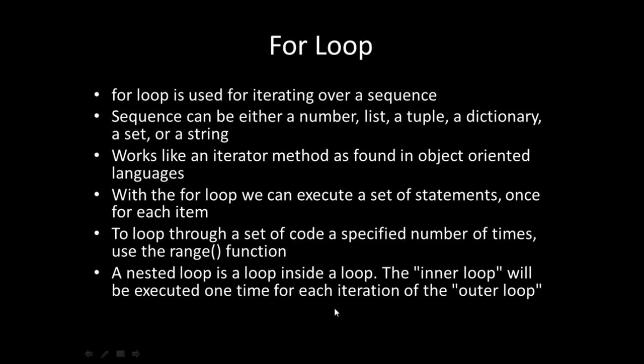So a nested loop is a loop inside a loop. Now the inner loop will be executed one time for each iteration of the outer loop. What this means is in a for loop you can have further for loops, meaning for loops within for loops. So in that case, for every iteration the inner for loops will be executed, then again for the next iteration the inner loops will be executed. So that is a loop within a loop.